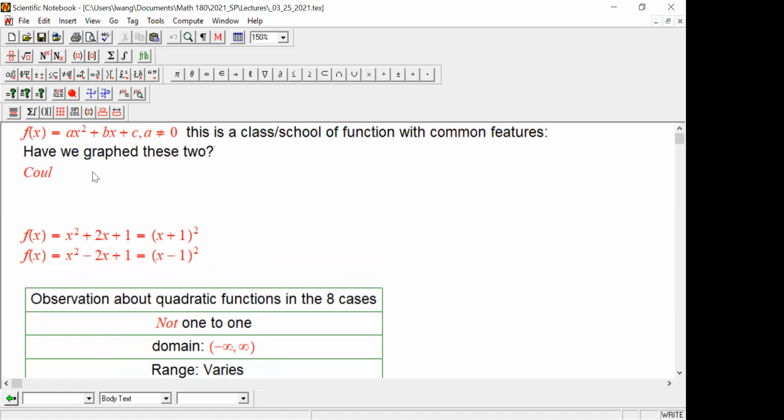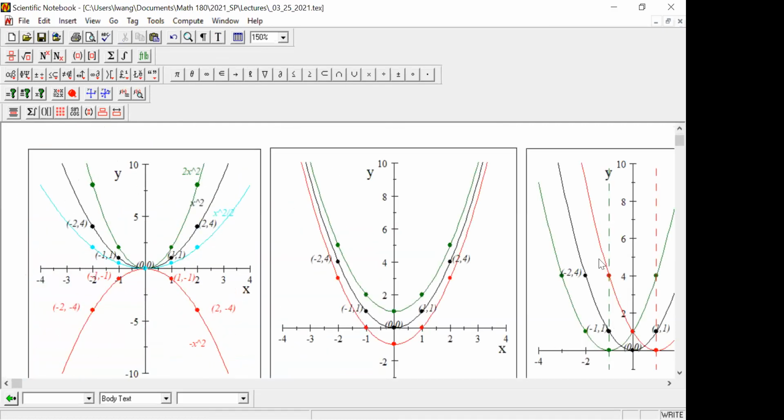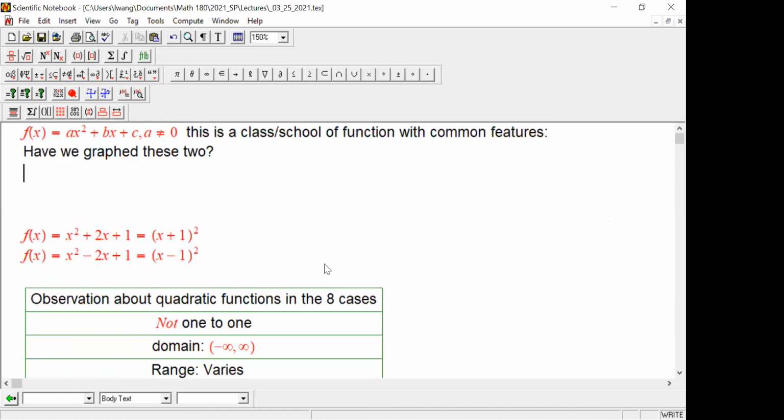So my question is, we have graphed the perfect square cases, these three cases. Now the question is, could we make a perfect square for every quadratic function?